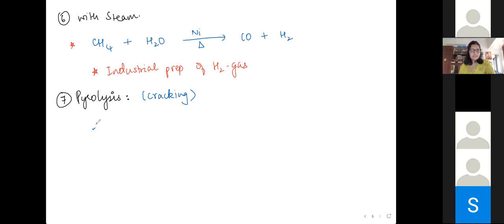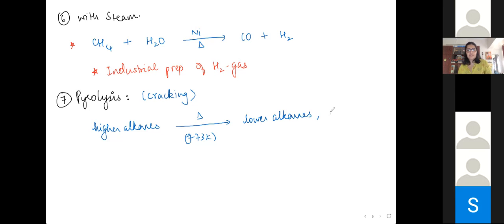So basically, you take higher alkanes, then on heating at a specific temperature, 773, different temperatures give different products. You basically break the chain, so you get lower alkanes. Depending on the number of carbon and hydrogen atoms, you either get lower alkanes and some alkenes and things like that. So basically, if you have a really long chain, you're cracking this chain into smaller pieces. That's what it is. That's why it's called cracking.